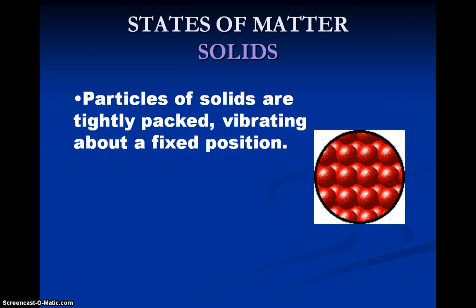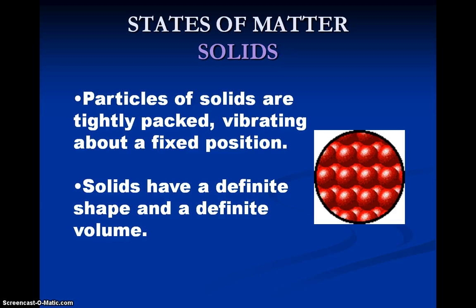And if we look at some matter that's in a solid state, the particles of the solids are tightly packed together and they're in a fixed position, but they are vibrating. So there is some motion to them. And the term kinetic means motion. So solids always have a definite shape and a definite volume. And if we were to increase the amount of heat that a solid was experiencing, it would then become a liquid.